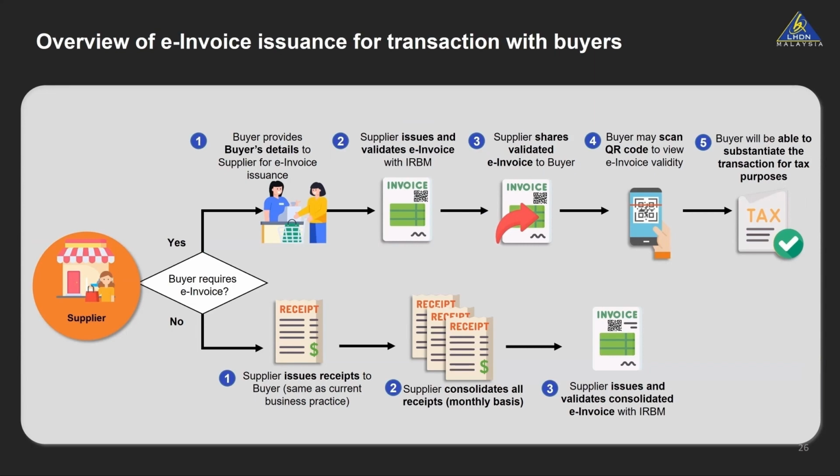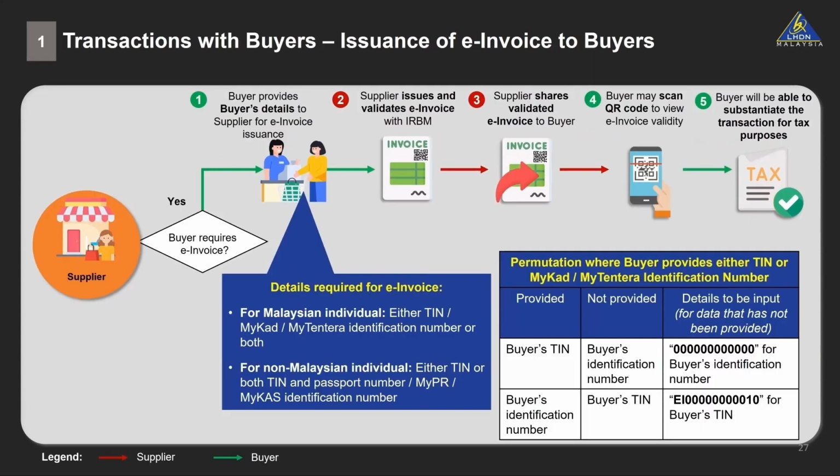In details, untuk issue invoice to buyer, sekiranya buyer memerlukan e-invoice, individual buyers ada pilihan to provide their TIN number, iaitu nombor cukai pendapatan, or MyKad number or both. Okay. If an individual buyer provides either their TIN or MyKad number, the supplier needs to key in a general public identification number or TIN number. The general public identification or TIN number are defined by LHDN as stated in the slide.